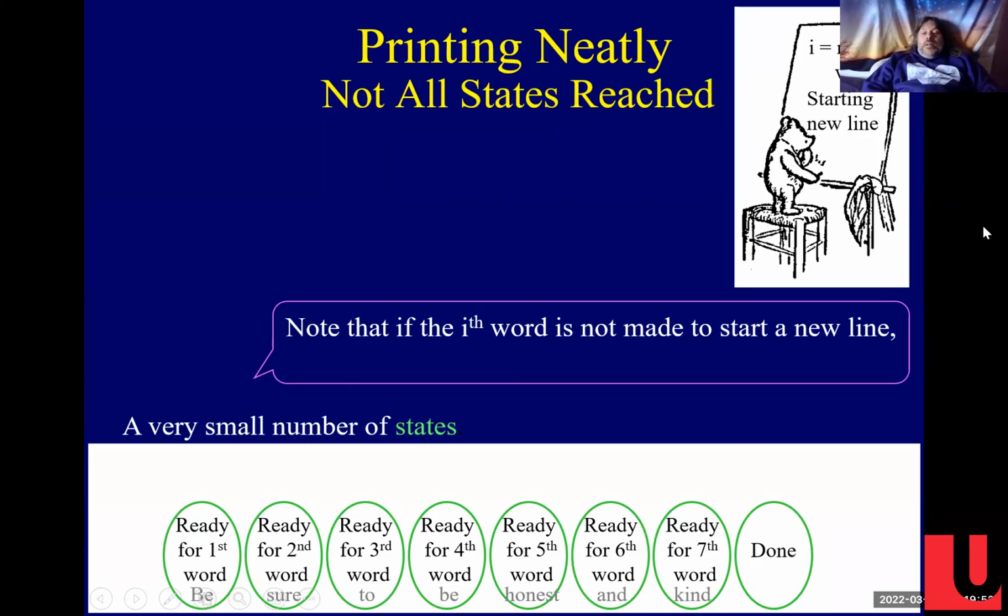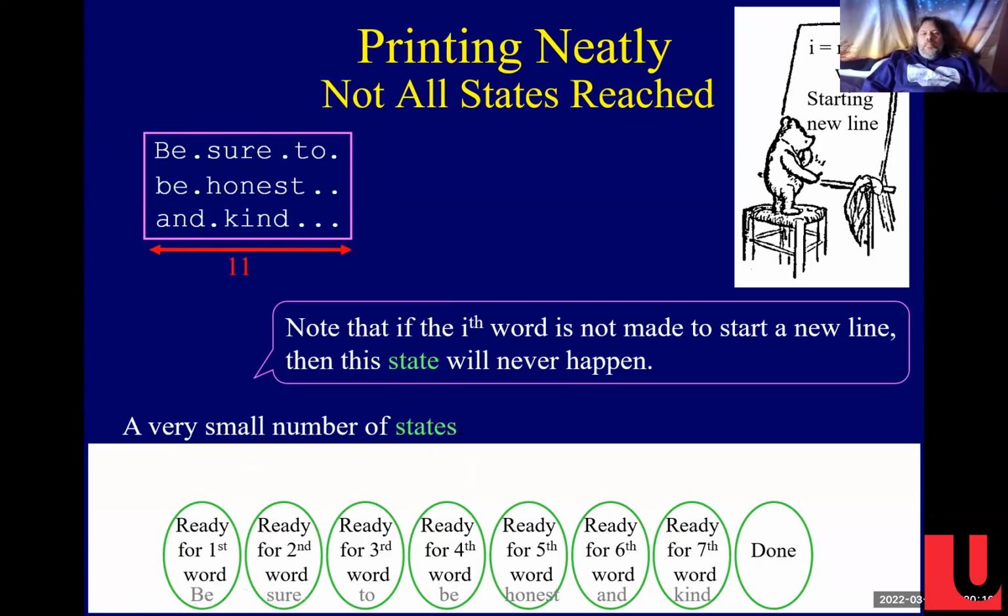So if the ith word never starts a new line, then we will never get in that state, right? But we don't know that we won't be in that state, but we might be. So hence, we'll have that state in our graph just in case we need it. For example, in this solution, we're never in those states. Those states we don't get in.